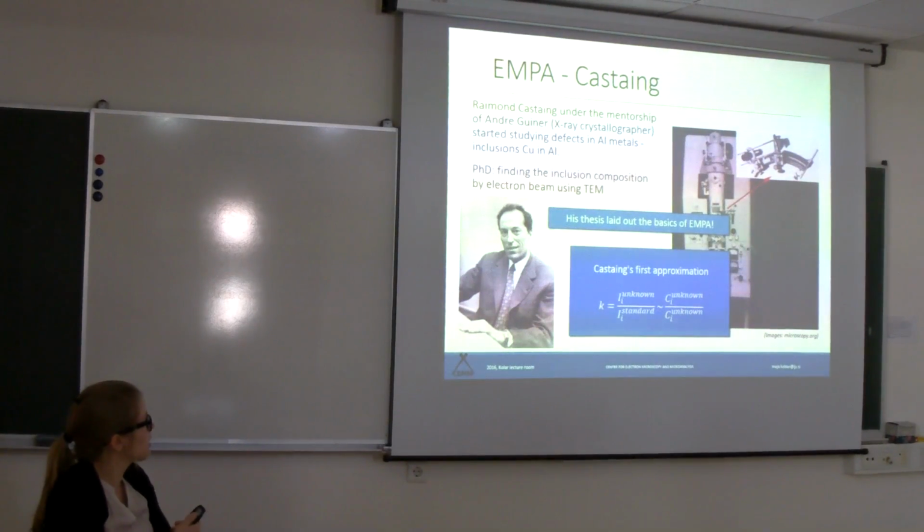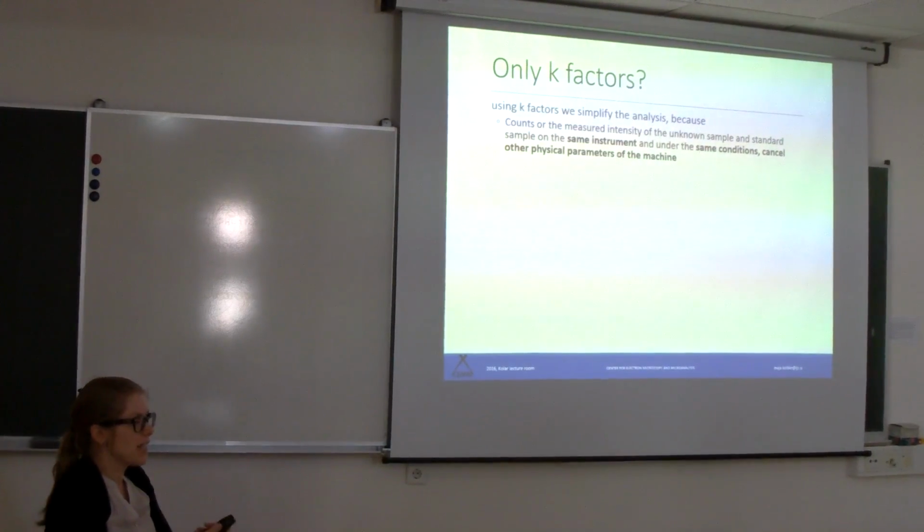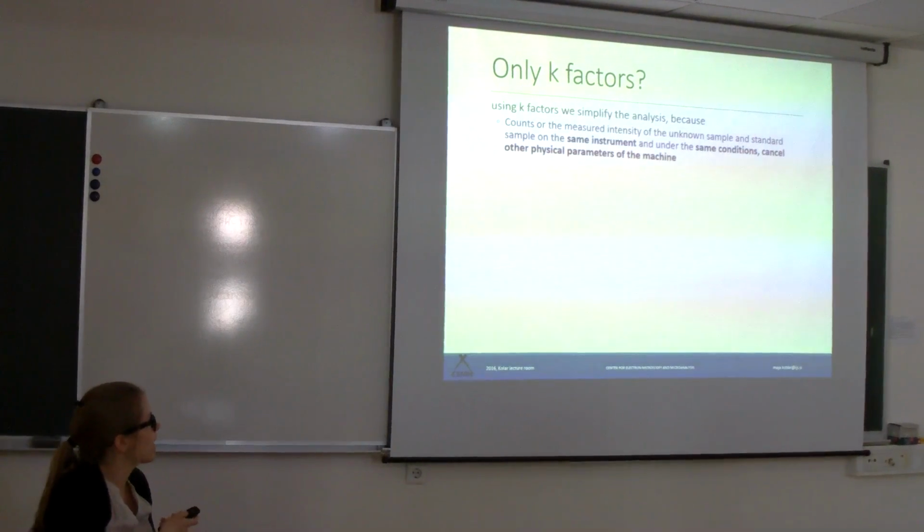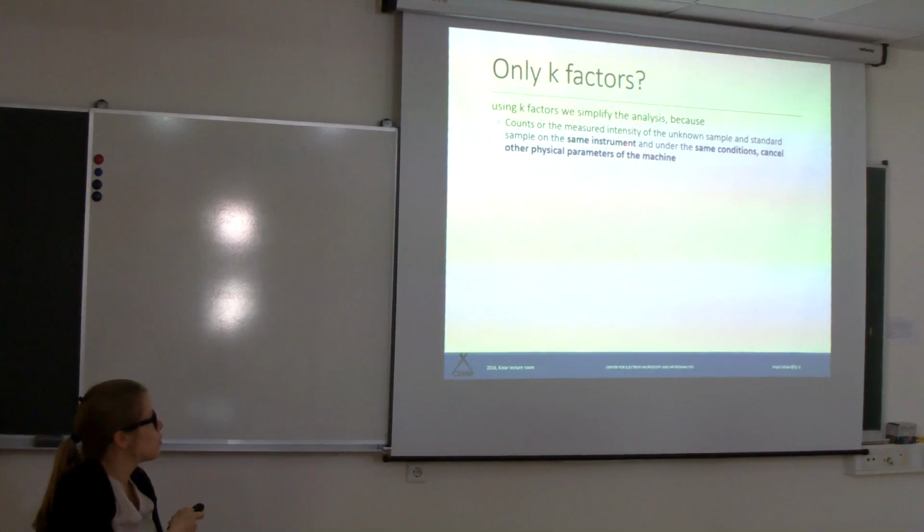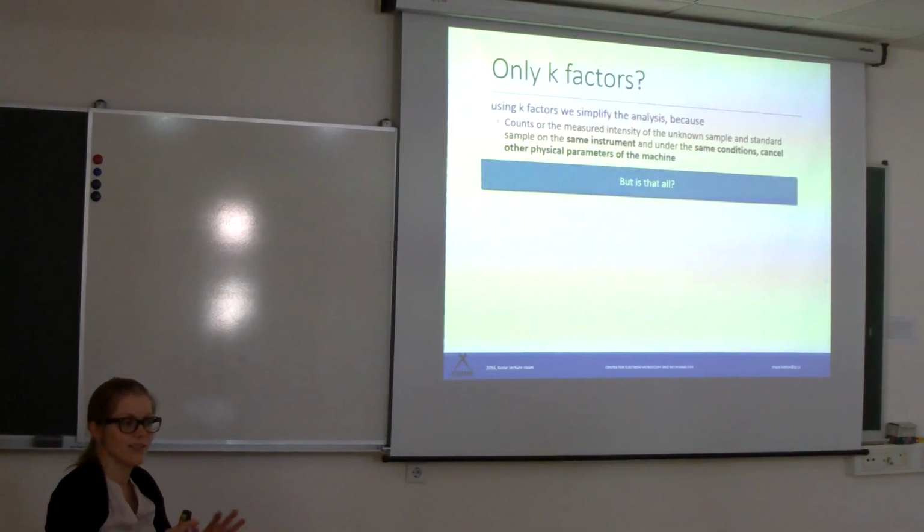His first approximation was that you can measure the concentration of your unknown sample depending on your known sample, if you're comparing the intensity of the X-rays of the known and unknown sample. So he had the K ratio. So why is that really important? Because it cancels other parameters out. If you're using the same instrument and the same conditions, they cancel other parameters of the machine. So that's why you can have the K factors. But is that really all on the SEM? Yeah?